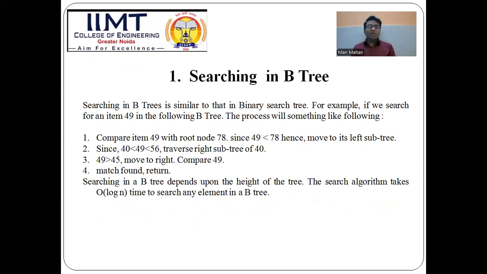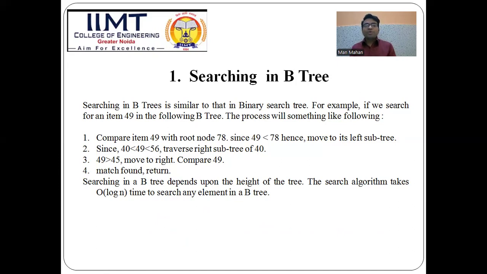Now first of all, let us discuss the searching operation in the B tree. In searching, we search for a particular key value in a B tree which is already stored in the database. So we perform different types of searching operations. Searching in the B tree is similar to that in a binary search tree. For example, we search for an item 49 in the following B tree. We take the example on the next slide.